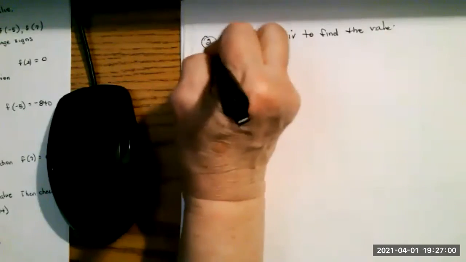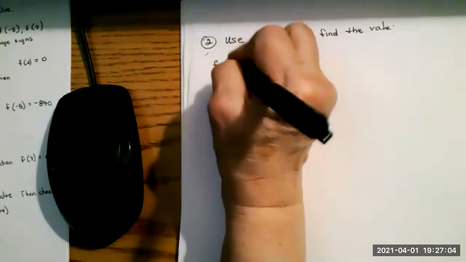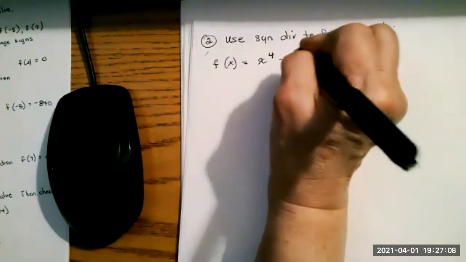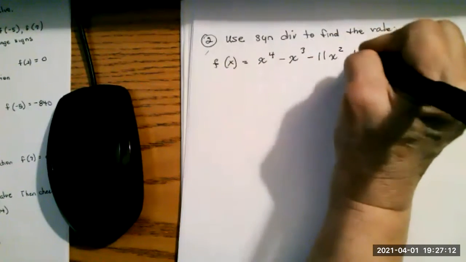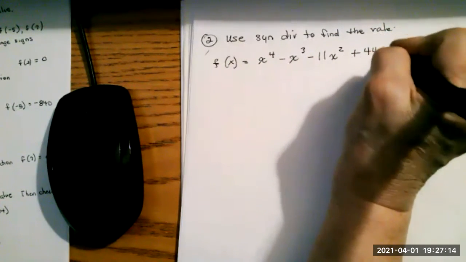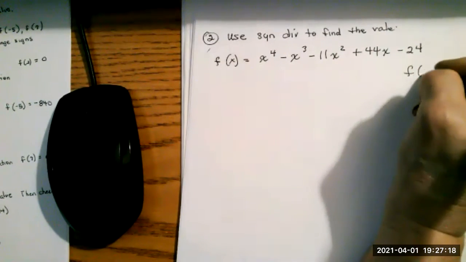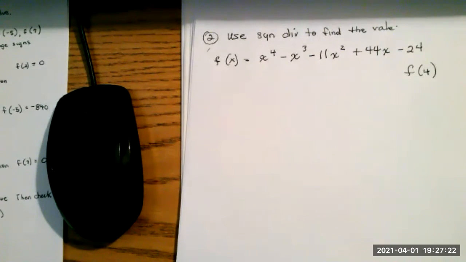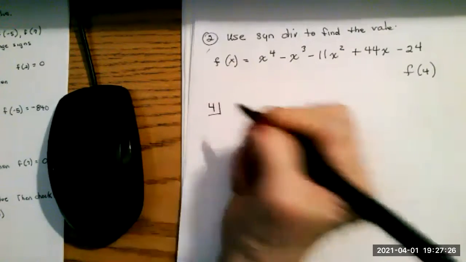And they give us f of x equals x to the 4th minus x to the 3rd minus 11x to the 2nd plus 44x minus 24. And they want us to find f of 4. They didn't give us 3 this time. They just gave us 1. So notice I'm not changing the sign on it.